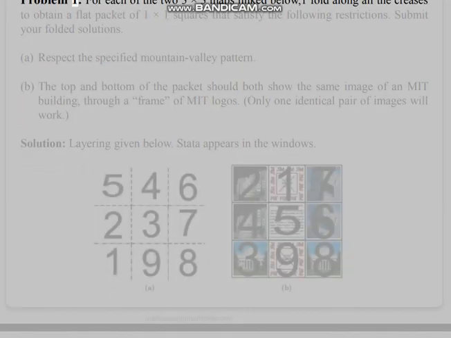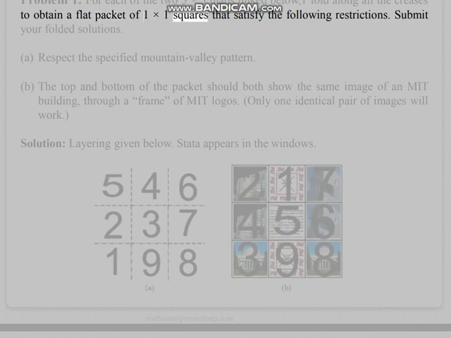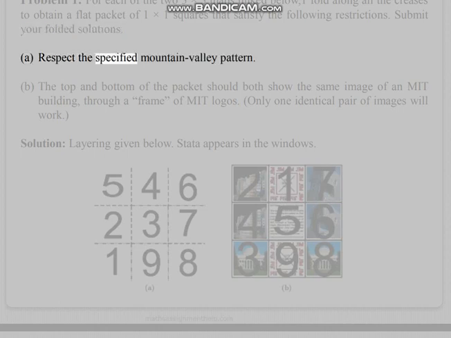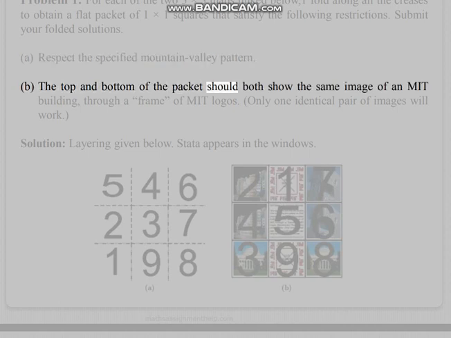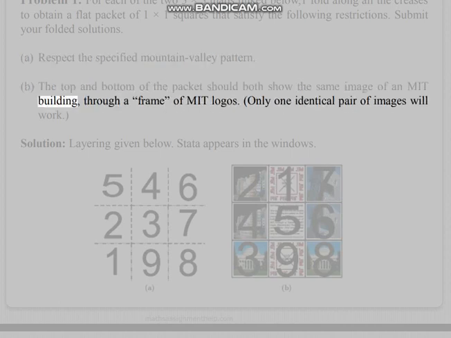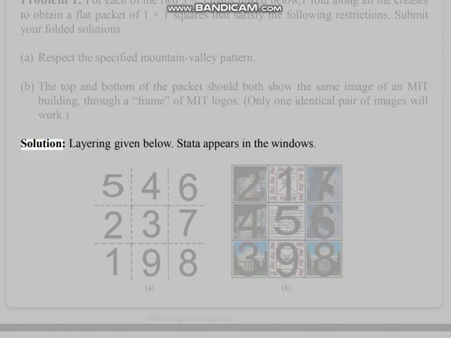Problem 1. For each of the two 3x3 maps linked below, fold along all the creases to obtain a flat packet of 1x1 squares that satisfy the following restrictions. Submit your folded solutions. A. Respect the specified mountain-valley pattern. B. The top and bottom of the packet should both show the same image of an MIT building, through a frame of MIT logos. Only one identical pair of images will work. Solution: layering given below. Stata appears in the windows.